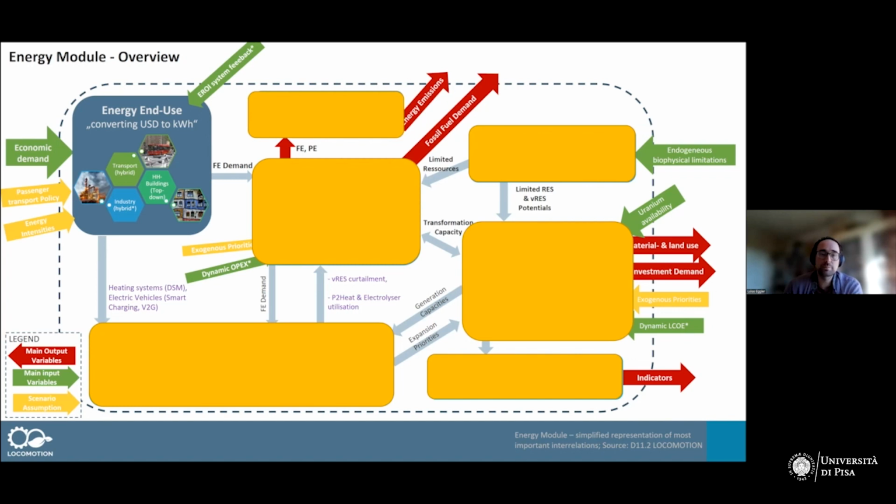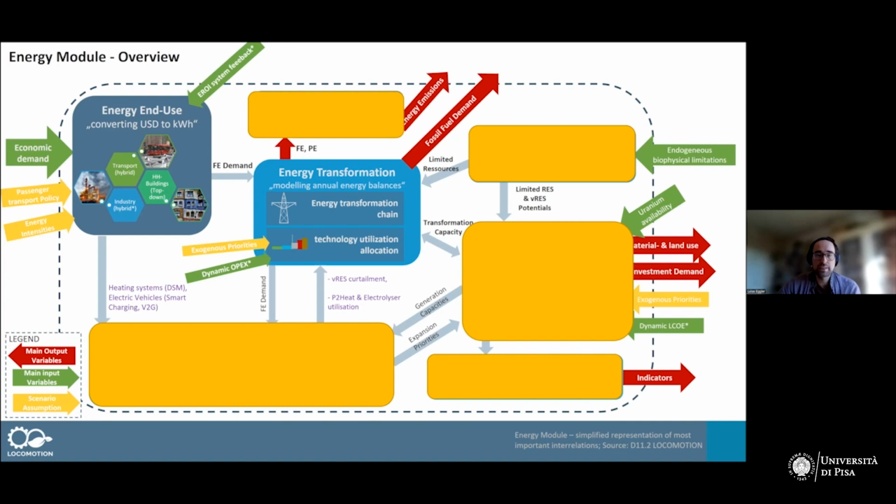And this final energy demand is the major input to the transformation module, which is the heart of the energy module, where we model these annual energy balances. So it's a representation of the whole transformation chain from primary to final energy. And at one point, I will go into detail on that. We also need to allocate electricity and district heat demand to the different transformation technologies that we have in the model.